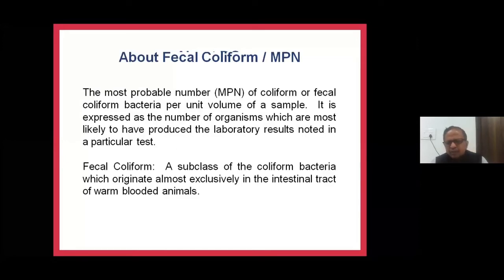With reference to domestic wastewater, one more important parameter is the MPN, the most probable number of coliform or fecal coliform bacteria per unit volume. Generally, if the MPN value is, say, 1 into 10 to the power of 2 per 100 ml, it implies that a sample of 100 ml has that many bacteria. And fecal coliform again indicates contamination from human waste.